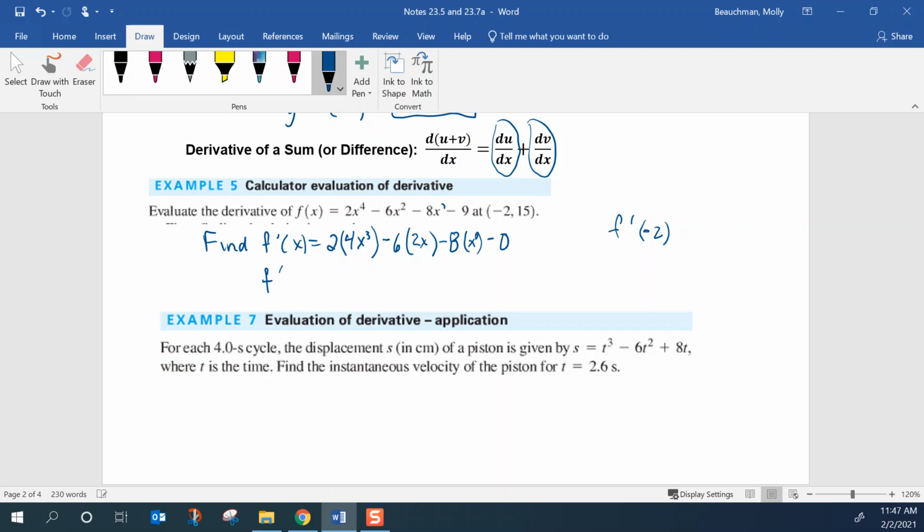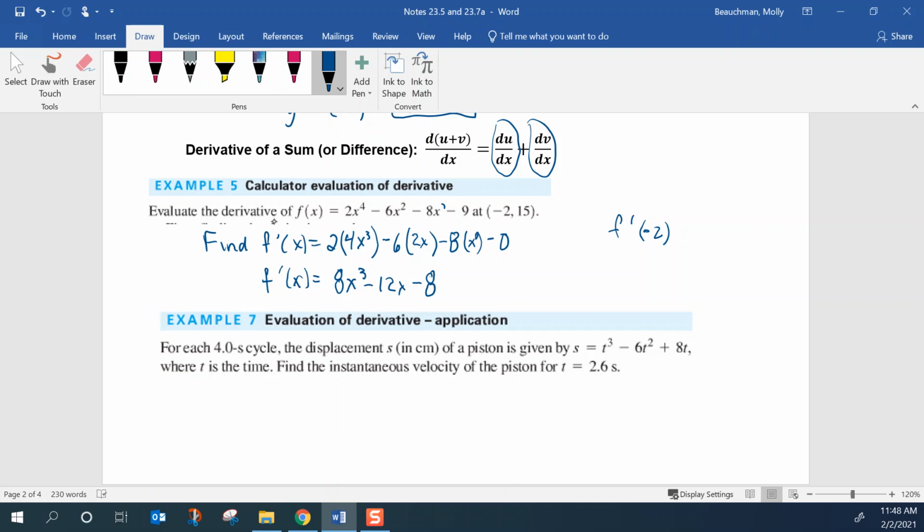So to clean up our answer, we end up with the derivative as 8x to the third minus 2 times 6, which is 12x, minus 8, since x to the 0 is 1, and that's our derivative. So that tells us the slope of a tangent line anywhere on the curve given above.